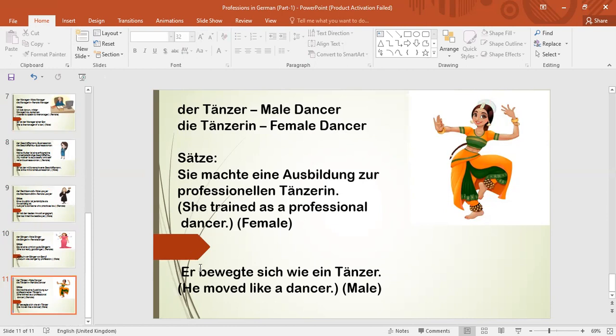The next sentence we have, Er bewegte sich wie ein Tänzer. So he moved like a dancer.